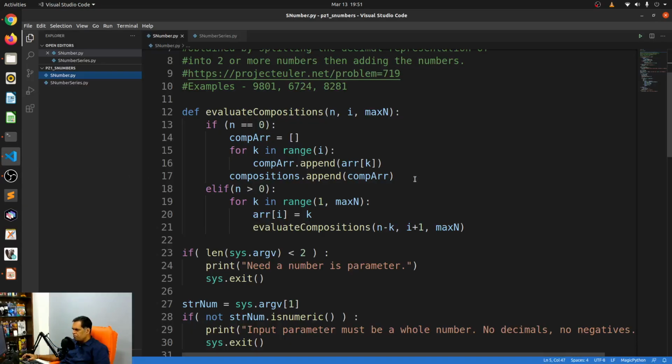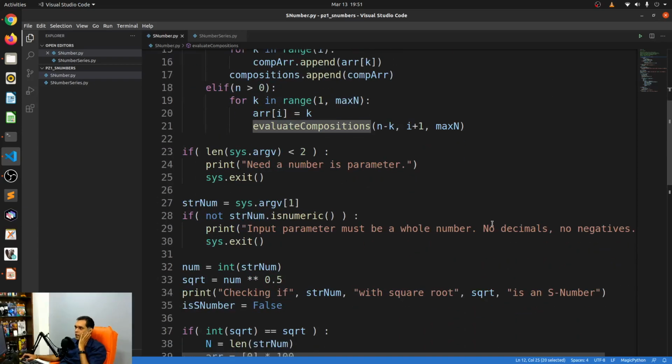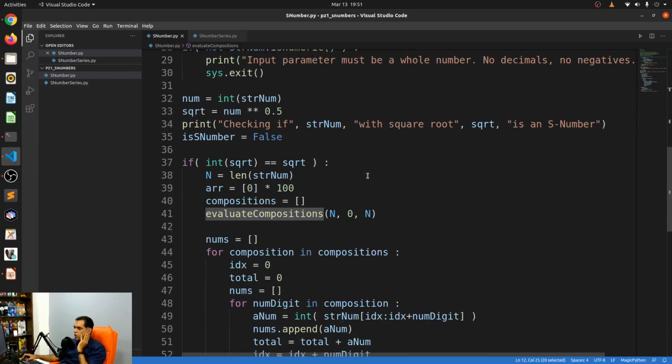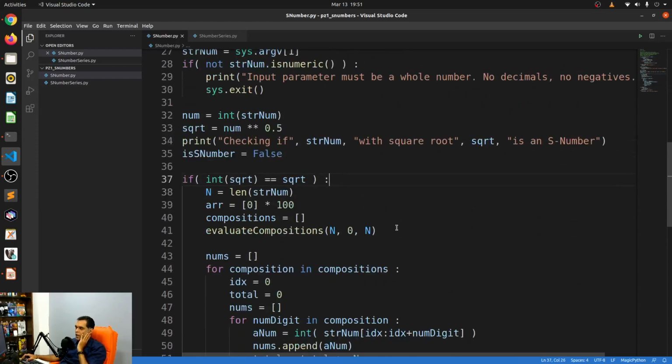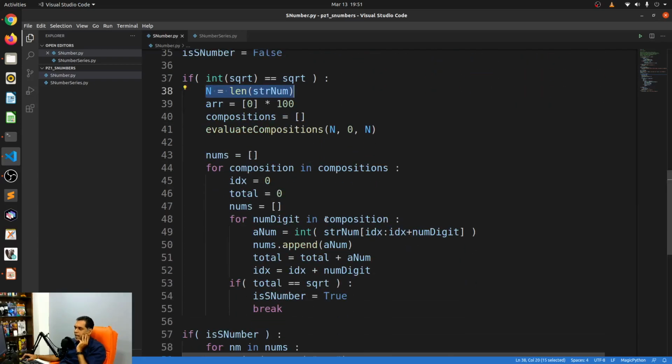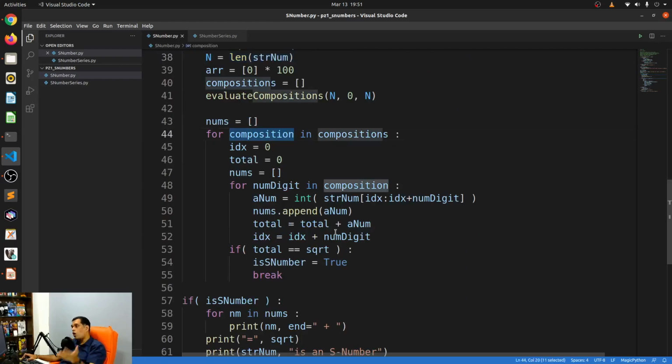All right. So I have a method here called evaluate compositions that uses regular expressions to find that out. I gather the input, convert it into a number and all of those things. And then I call evaluate compositions. The evaluate compositions is done on the length of the input that is provided. Once I have the length, I then create all of the compositions.